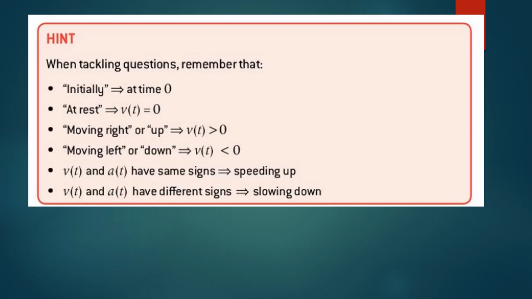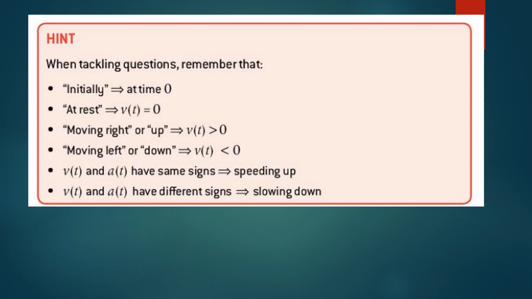The following hints will help you remember how to solve the problem. If you see the word initially, it means the time is 0. And if the particle is at rest, that means the velocity is equal to 0. And to know if it's moving right or up, you solve for v of t. If it's greater than 0, then it's moving up. And if it's less than 0, it's moving down.